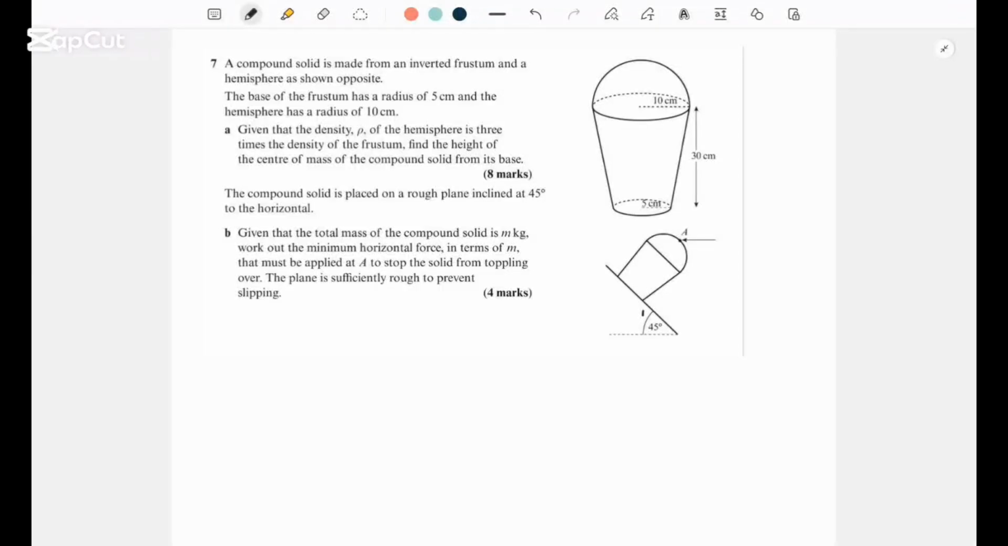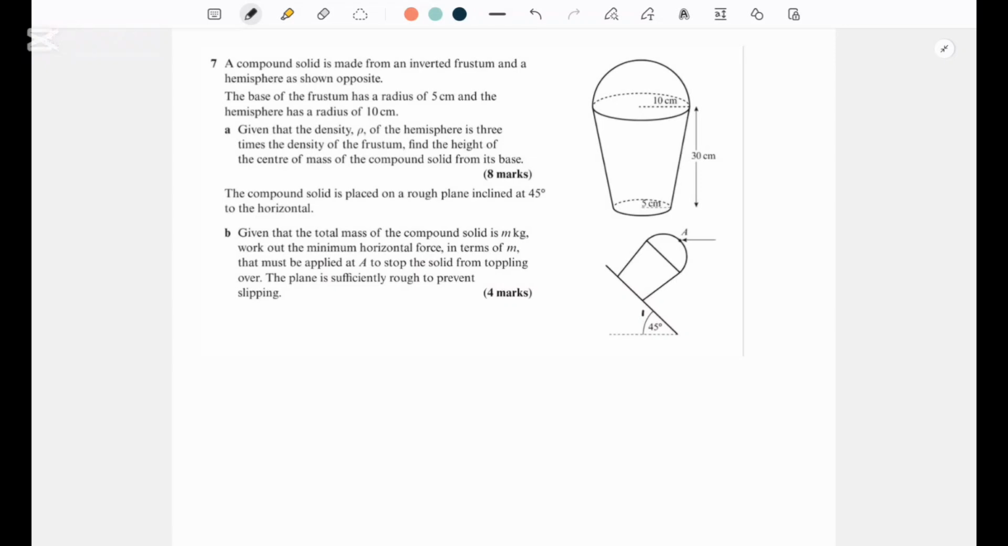Hi everyone, I'm going to show you guys how to do this question. So it's a center of mass question and they've given us an inverted frustum and a hemisphere. They're asking us to find the center of mass from the base of the solid.